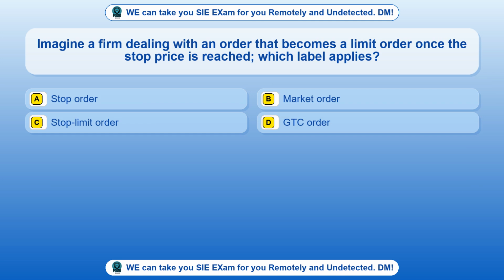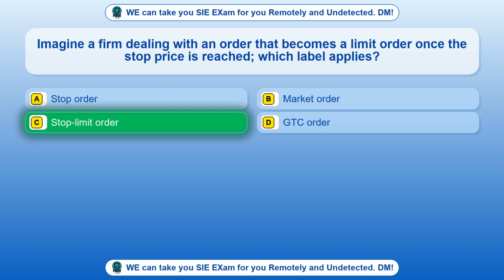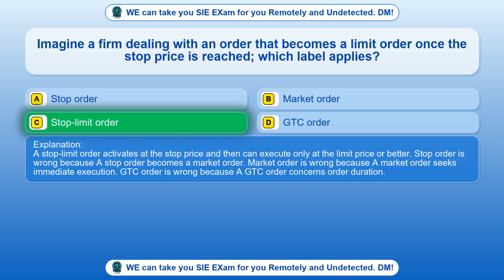Question 95. Imagine a firm dealing with an order that becomes a limit order once the stop price is reached. Which label applies? Option A, stop order. Option B, market order. Option C, stop limit order. Option D, GTC order. The correct answer is option C, stop limit order. A stop limit order activates at the stop price and then can execute only at the limit price or better.